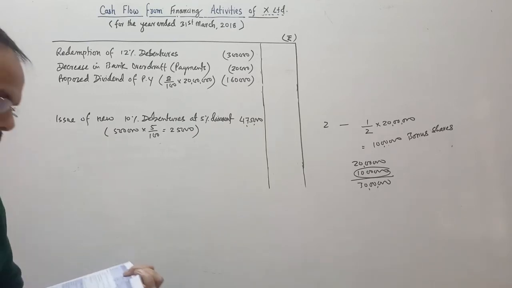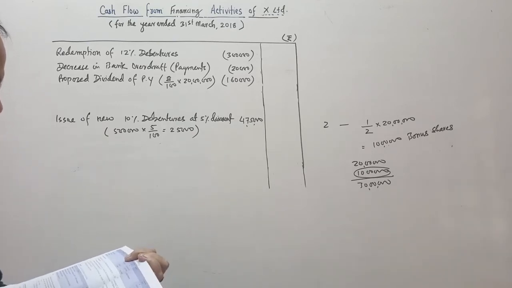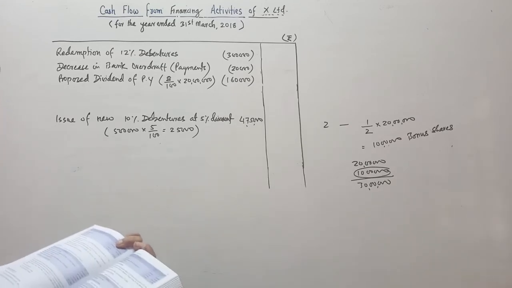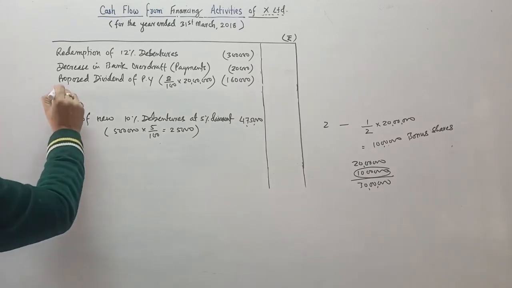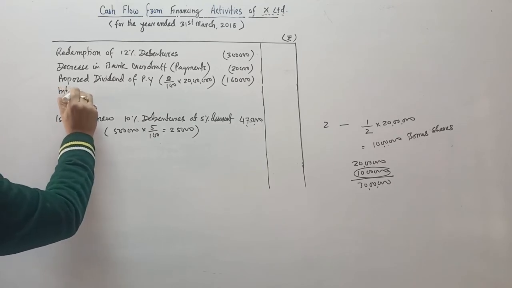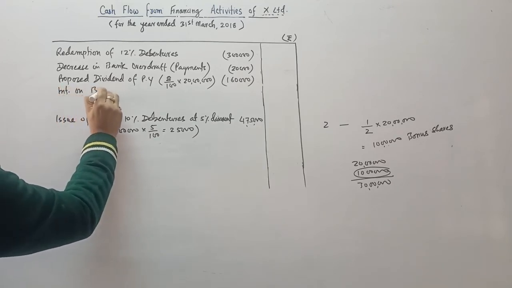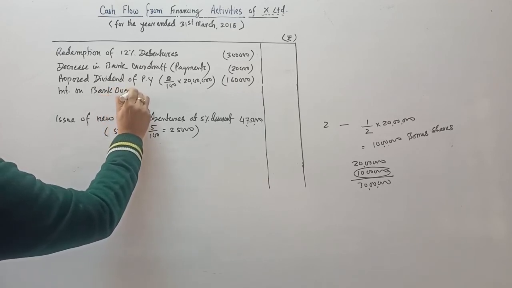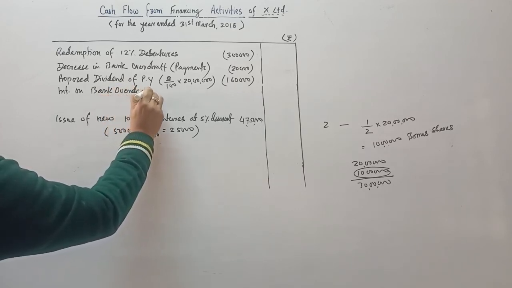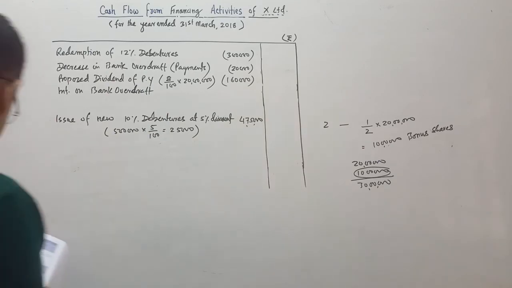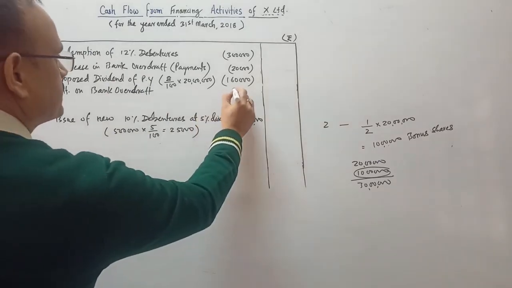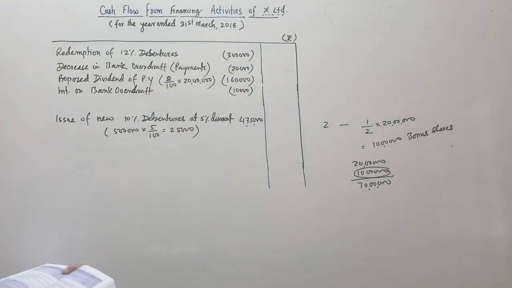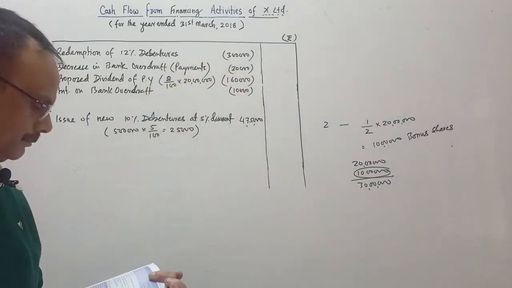Okay, proposed dividend of previous year, this is paid 1,60,000. Next is regarding the interest on bank overdraft. It is also an outflow. Interest on bank overdraft is also a payment. So interest on bank overdraft is 10,000. It is also paid. It is a payment outflow.